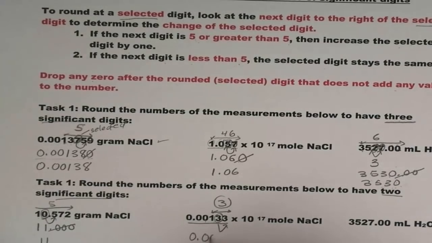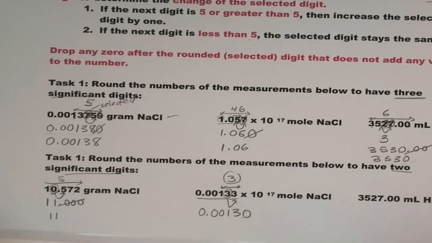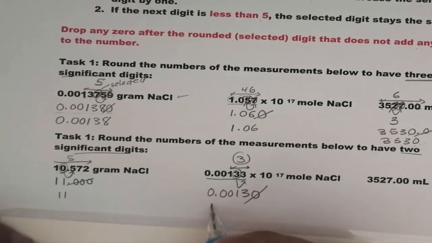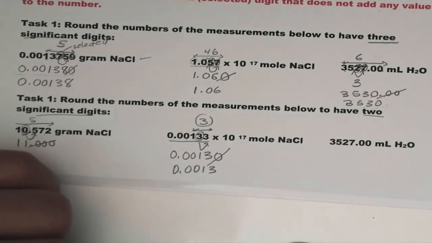So we have 0.00130. Now, do we keep the 0? Well, does this 0 add any value to the number? No, so we just ignore it. So what we have here is just 0.0013, and that's our answer. Let's try the last one.